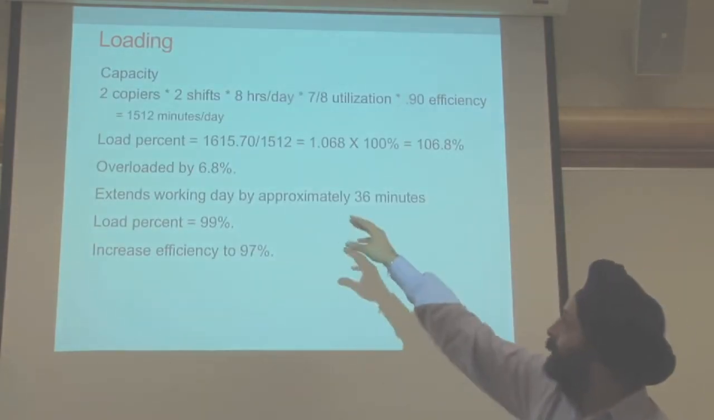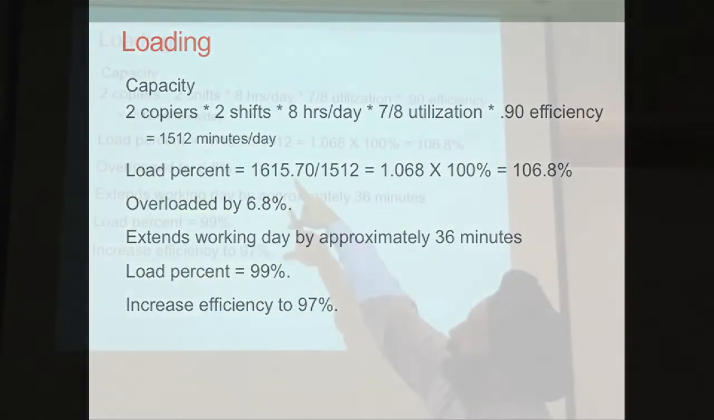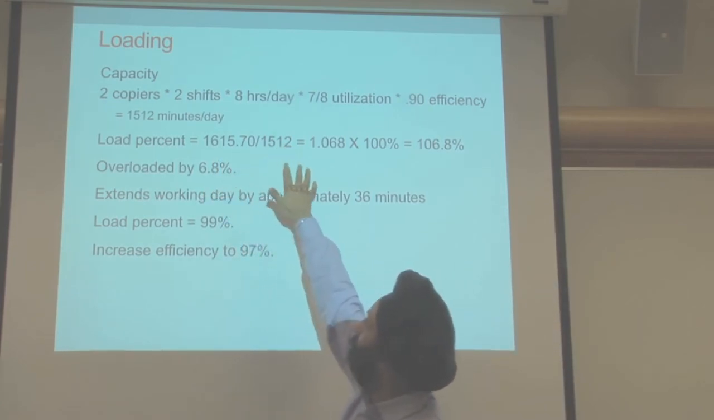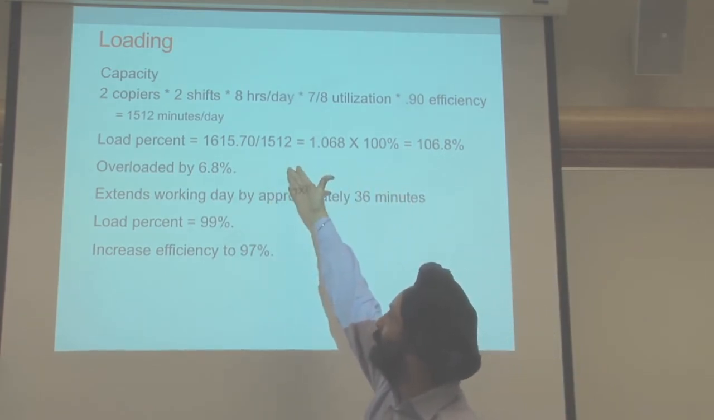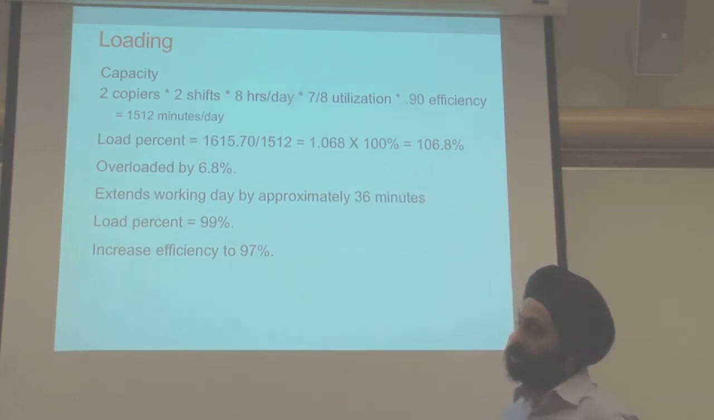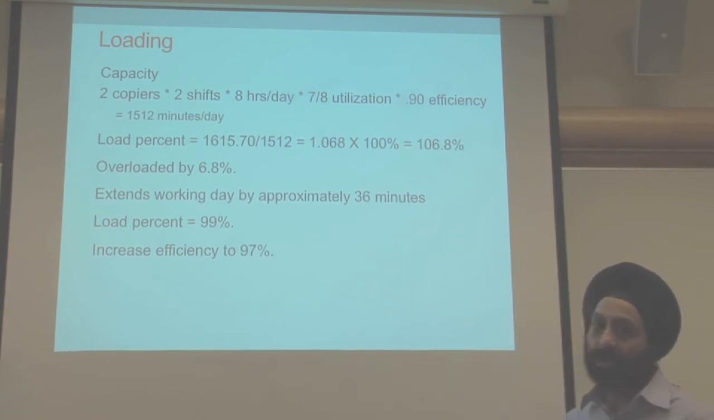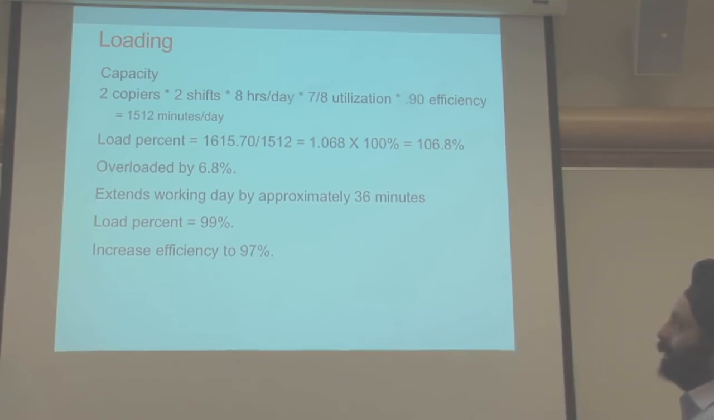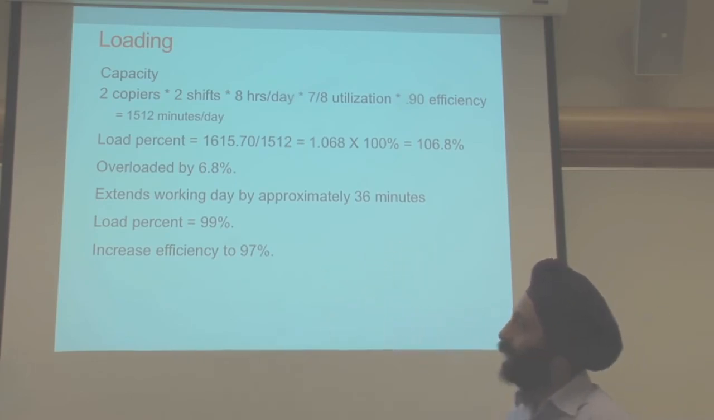As we calculated earlier, you had 1,512 minutes a day, but the load percentage is, since we need 1615.7 divided by 1512, in terms of calculation, 1.068 times 100%, that's 106.8%. That's overloaded by 6.8%. So extend the working day by approximately 36 minutes by giving maybe overtime. In that case, when you extend that working day by that many minutes, your load percentage is 99%, and increase efficiency to 97%.